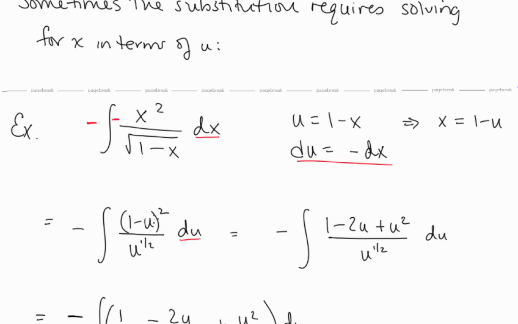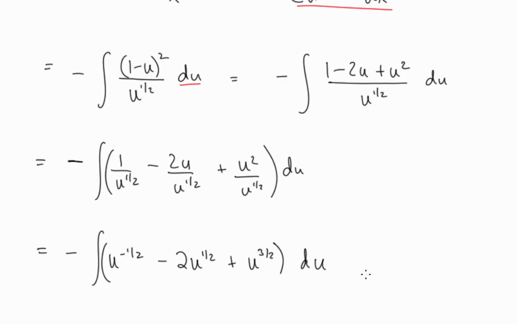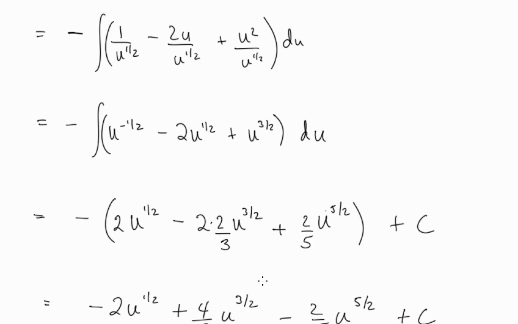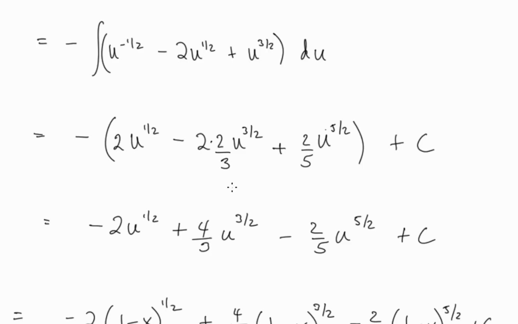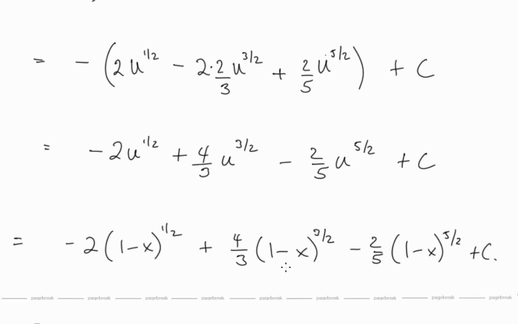But what do we do with this now? Well, we can work with this. 1 minus u quantity squared we can multiply out, and then we could break this up into 3 separate fractions and simplify each one before we take our antiderivatives. So we're here. Now we can take our antiderivatives, and we're here, distributing our negative sign and simplifying, we're here. And now we just want to answer in terms of x. And remember, u is equal to 1 minus x. So this is our solution.